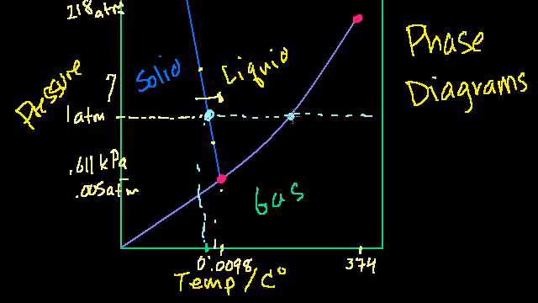And then we go up here. So we keep going to higher temperature. And since we're at 1 atmosphere, this is 100 degrees Celsius right there. That's the point at 1 atmosphere pressure where liquid turns into gas, or water vaporizes, or the liquid boils. All of those are acceptable ways to think about that.